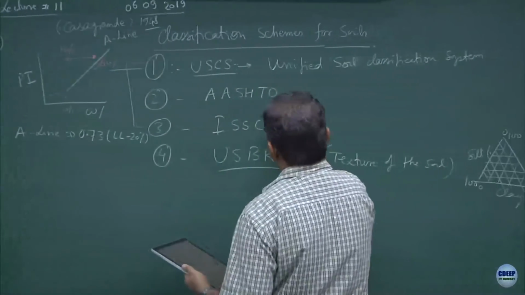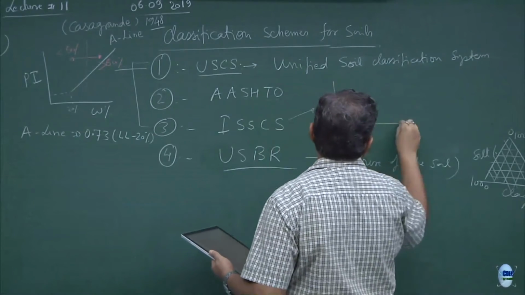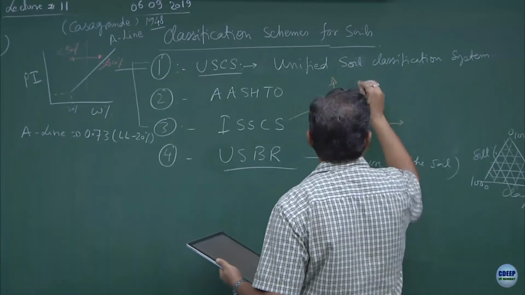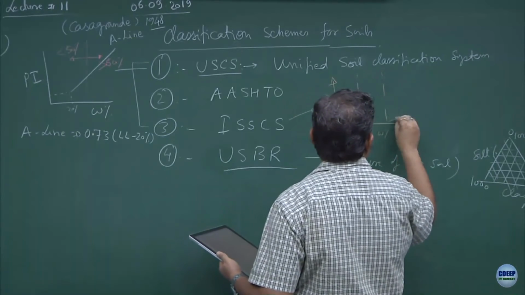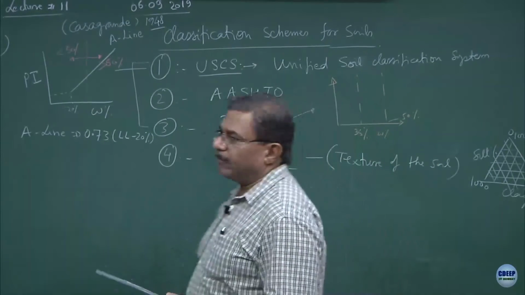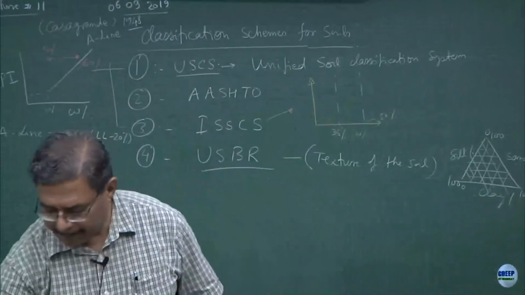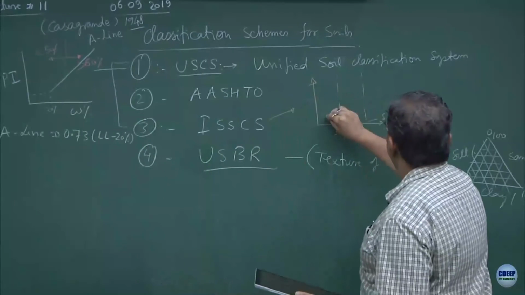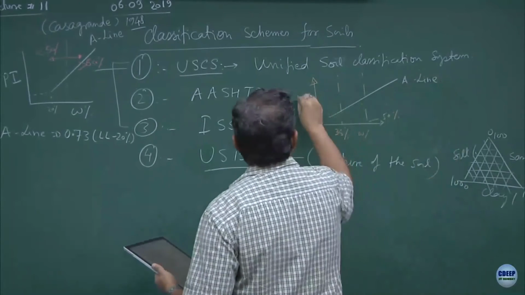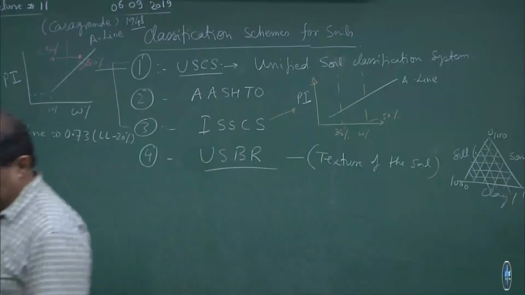In Indian standard, what we do is, we have divided this category of two soils based on their moisture content in three parts. One is 50%, another one is 35%. That is the only difference. The A line remains same. This is the A line. This is the PI on the y axis. So, basically these plots are relationship between plasticity index and the moisture content.